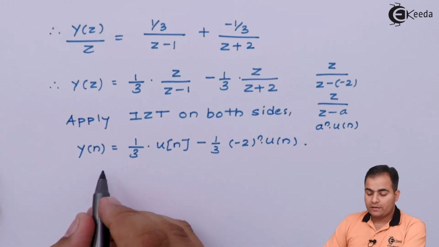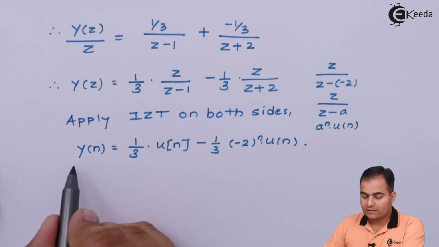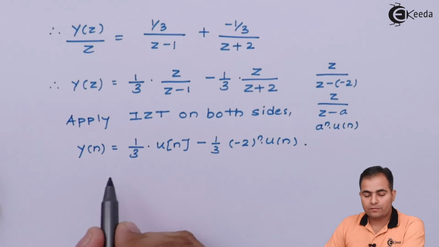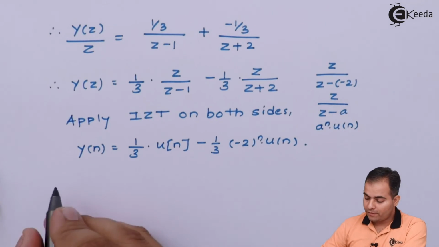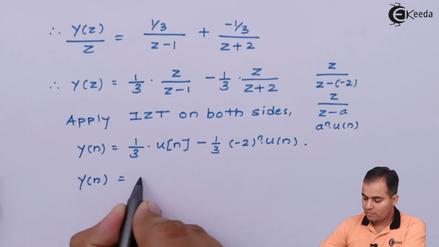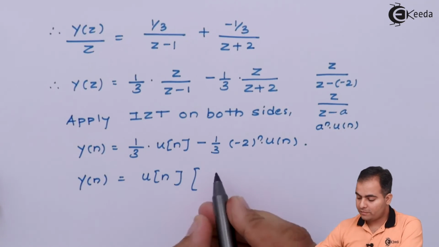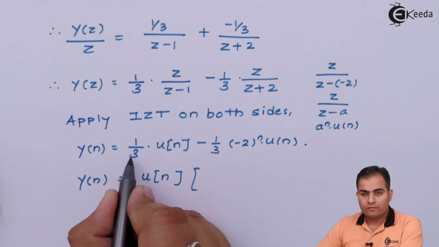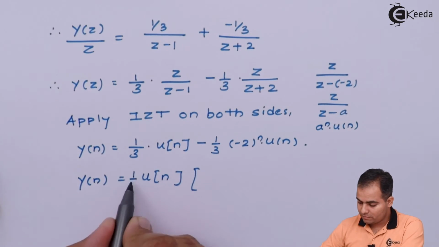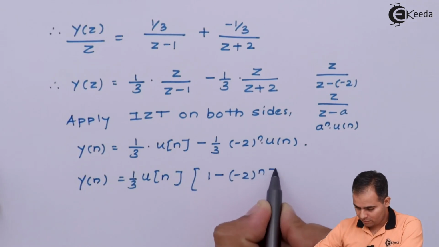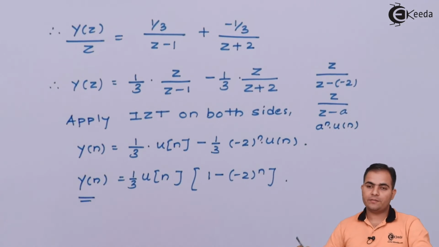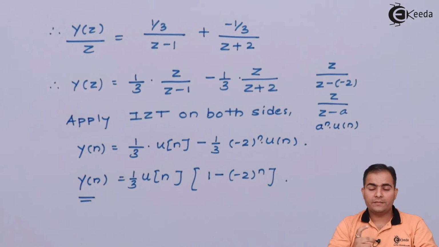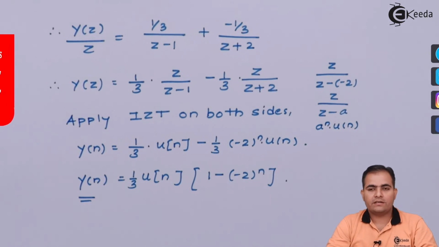Now this is nothing but our answer, so you can stop here, or else if you want to move further, you can take u of n common from both terms. Inside the bracket you can also take 1/3 common. This will be nothing but my step response of the system. Similar types of questions are asked in exams. So please go through this video so that you will understand how to solve for the impulse response, step response, and transfer function of a system.